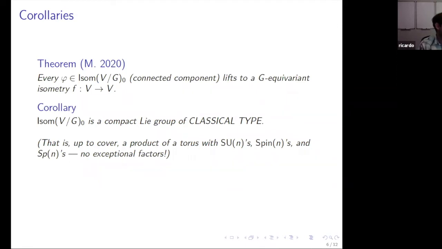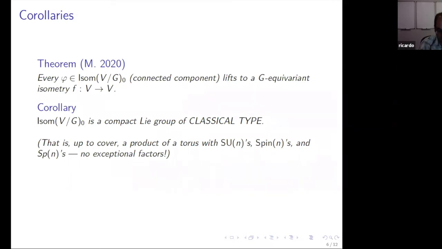And the result here is that this particular compact group we're talking about, the connected component of the isometry group of V mod G, is always a compact group of classical type. In other words, up to cover, when you look at this product into simple factors, you'll never see any exceptional factors. You're only going to see the classical factors: SU(n), Spin(n) and Sp(n). So G2 is never the isometry group of a spherical quotient, or it never appears as a factor in such a group.